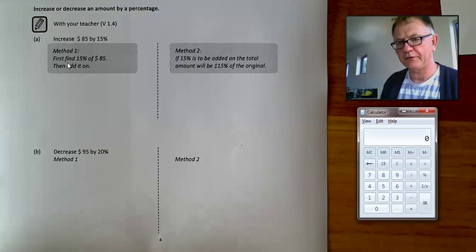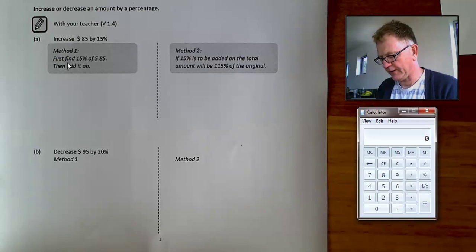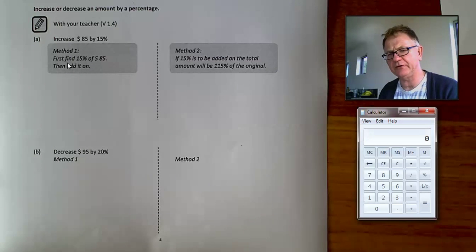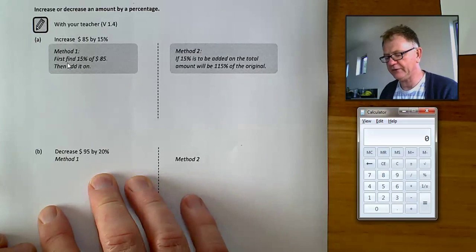One of the things you often do with percentage is to find a markup or a discount by adding a percentage on or taking a percentage off. Now there are two different methods you can use for this. I'm going to show you them both. I think they're both handy. Let's have a look. Let's say we want to increase $85 by 15%.